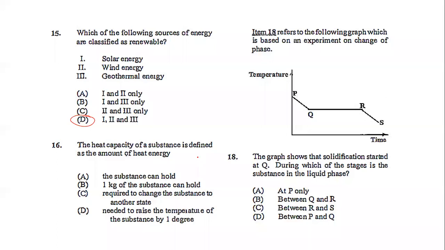Question 16. So question 16 deals with heat capacity of a substance, and it is defined as the amount of heat energy needed to raise the temperature of a substance by 1 degree Celsius, or we can say also 1 Kelvin.